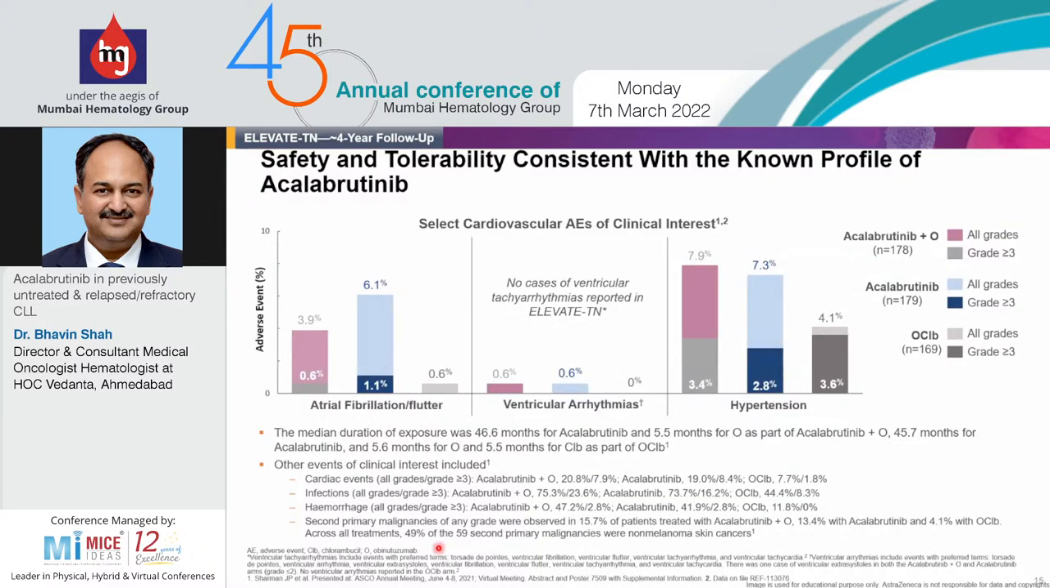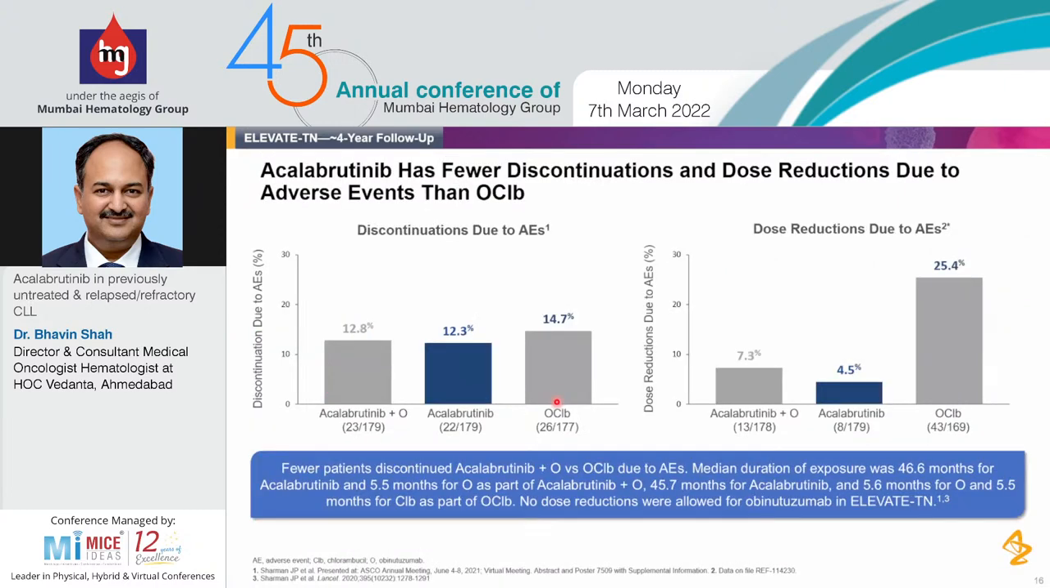Now, the class-specific side effects like atrial fibrillation, ventricular arrhythmias, and hypertension are seen more in patients with ACAL-based treatment, but usually they are less than 5 to 7%, and even in grade 3 or more, atrial fibrillation is less than 1%, the hypertension is less than 3%, and no cases of ventricular tachyarrhythmias were seen in the acalabrutinib arm. The 0.6% is because of the ventricular asystole. Same way, treatment discontinuation is slightly less in ACAL-based treatment, and dose reduction because of adverse event is significantly less in patients who are treated with acalabrutinib compared to obinutuzumab chlorambucil.